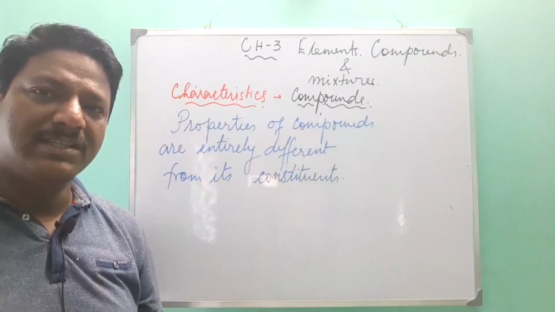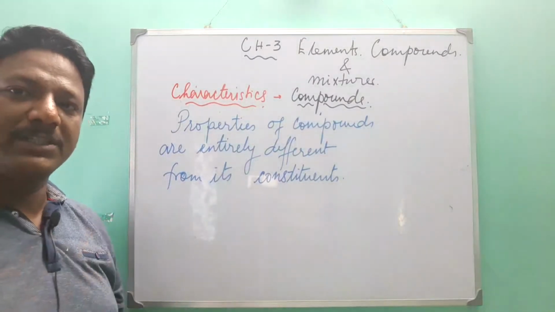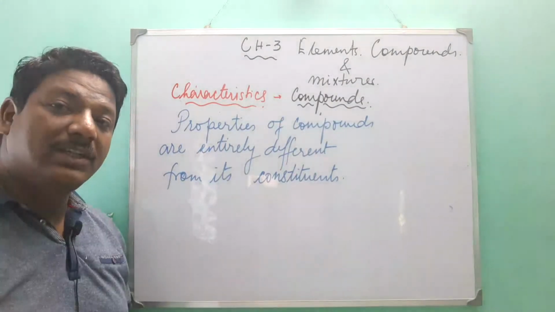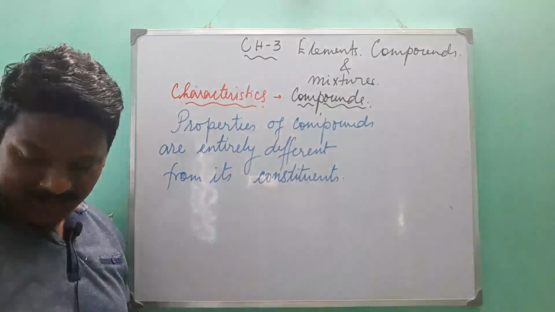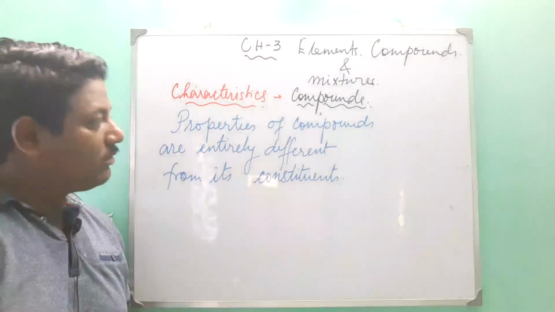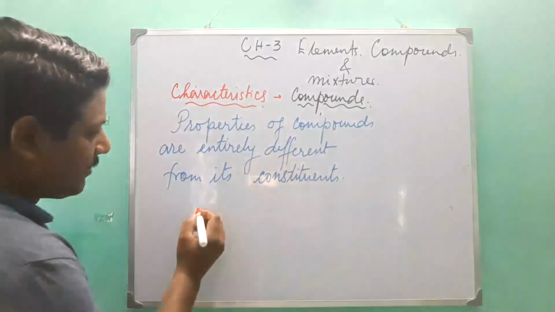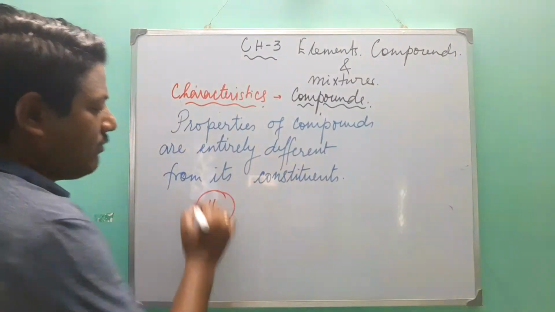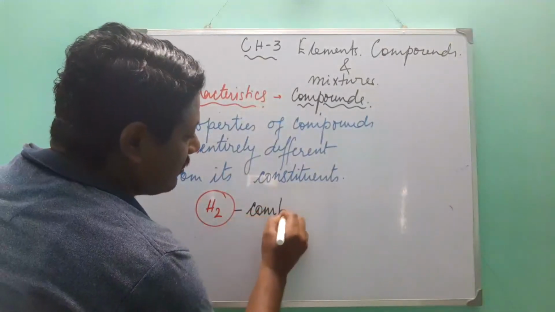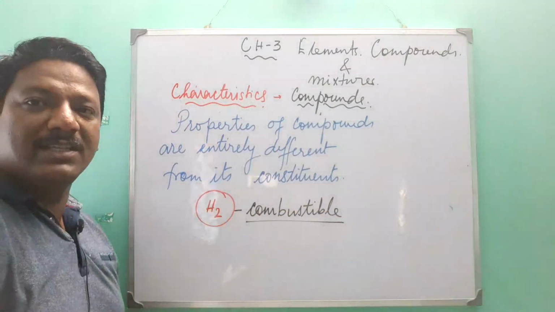The characteristic of the compound is that the entire property of the compound is different from those of the constituent elements of the compound. So here let us take an example. Suppose hydrogen. Hydrogen, what do we know? Hydrogen is a combustible gas. It is combustible.